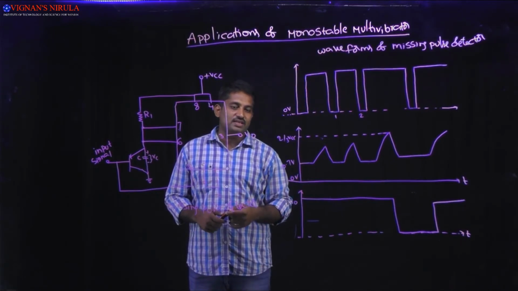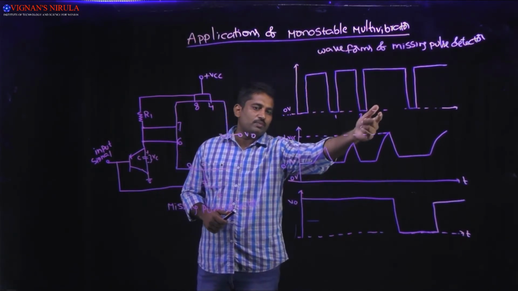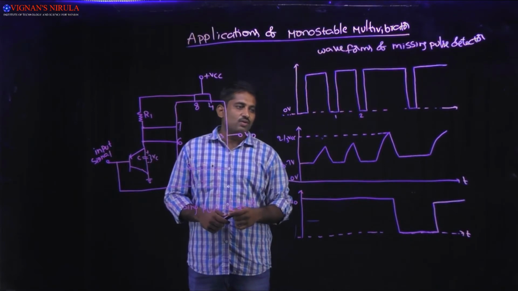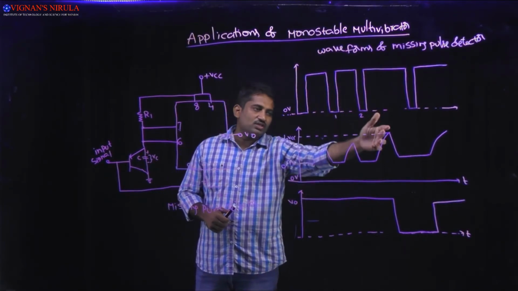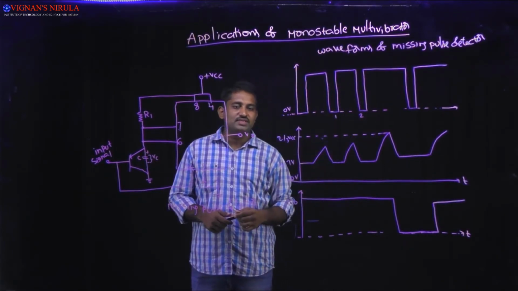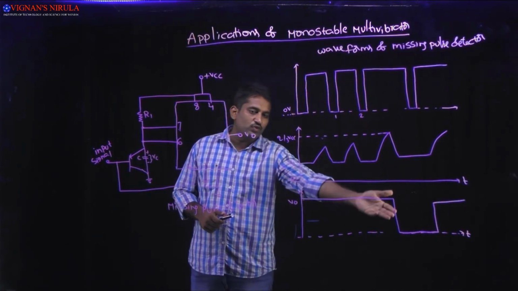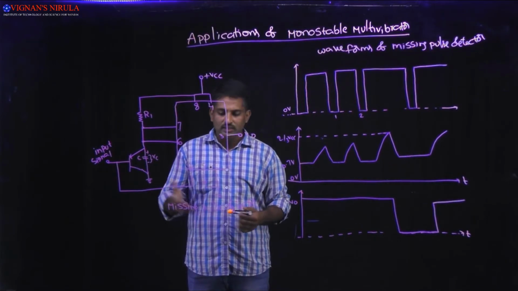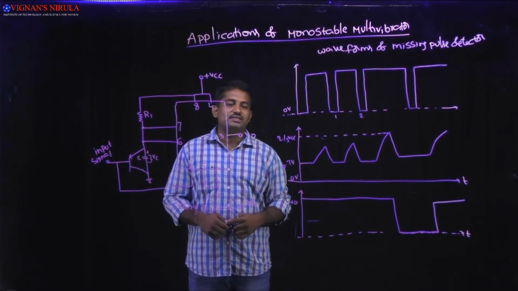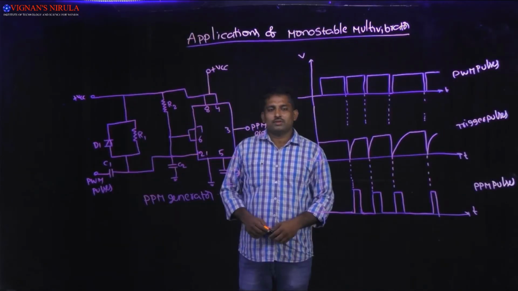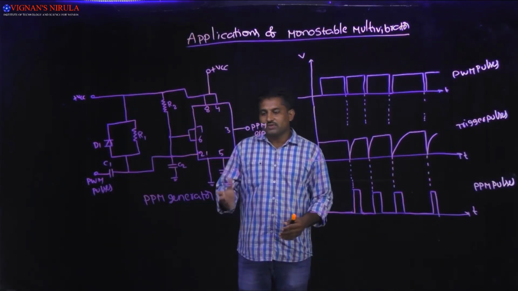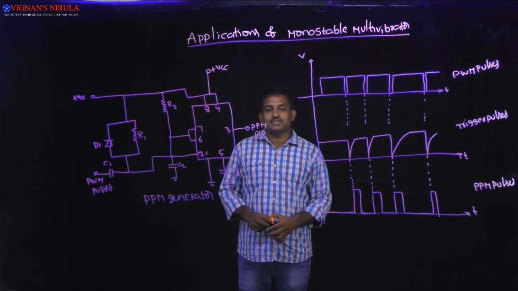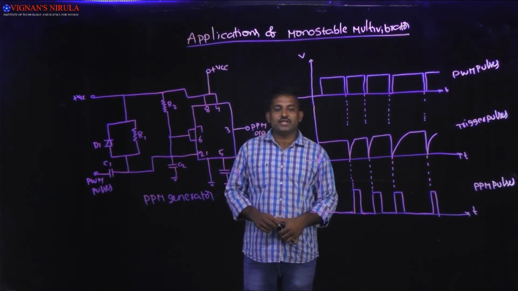2/3 VCC. In case of the missing pulse detector, once the capacitor is charging to 2/3 VCC, it immediately forces the output voltage to 0. Generally, this missing pulse detector circuit is used to detect the heartbeat. Another application of the monostable multivibrator is the PPM generator.